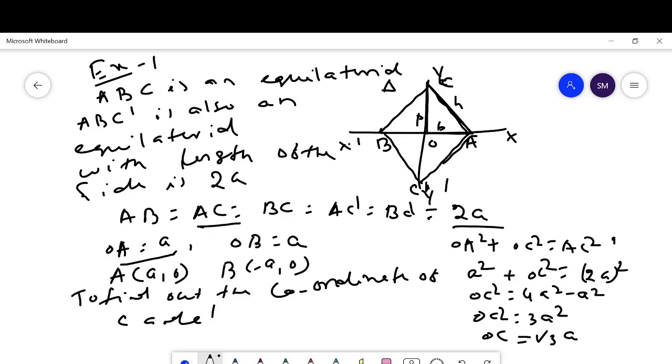Hence the C coordinate is (0, root 3 a). As this is on the y-axis and OC is root 3 a, the C coordinate is (0, root 3 a) and C dash is (0, minus root 3 a). Okay, then next question.